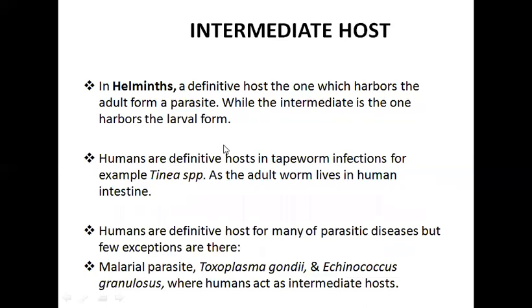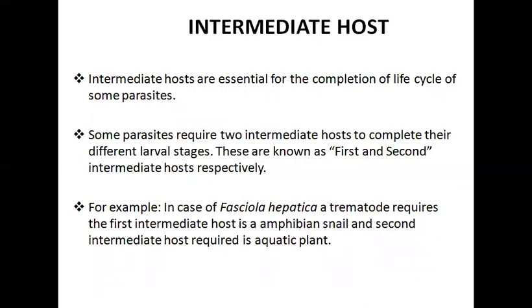Coming to intermediate host, in helminths, a definitive host is the one which harbors the adult form of the parasite, while the intermediate host is the one which harbors the larval form of the parasite. The intermediate hosts are essential for completion of life cycle of some parasites. Some parasites require two intermediate hosts to complete their life cycle. These are known as the first and the second intermediate host respectively. For example, we have a parasite called Fasciola hepatica, in which the first intermediate host is an amphibian snail and the second intermediate host is an aquatic plant.